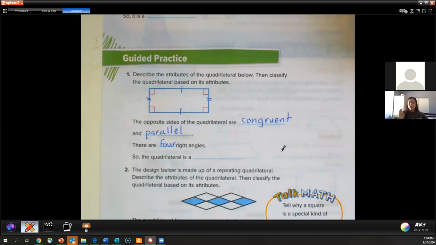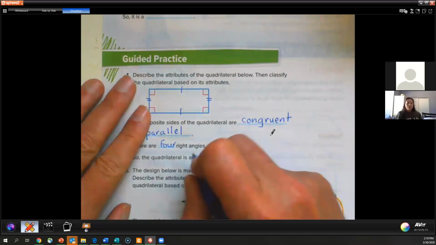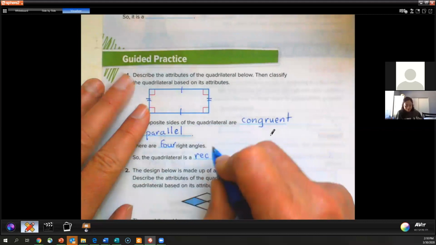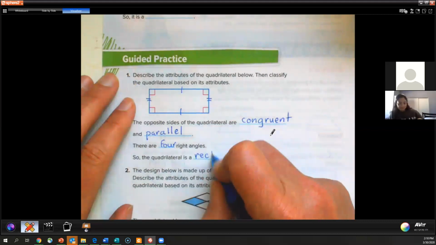So right here, you're going to be identifying what the shape is. And if you need to, feel free to look at that chart that was at the beginning of the video. This quadrilateral is, and I'm sure you are aware of this, a rectangle. So let's go ahead and fill in our space with the word rectangle, just like Mr. Yates is doing.